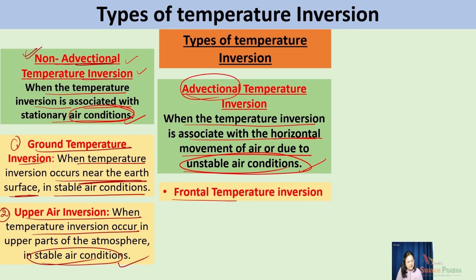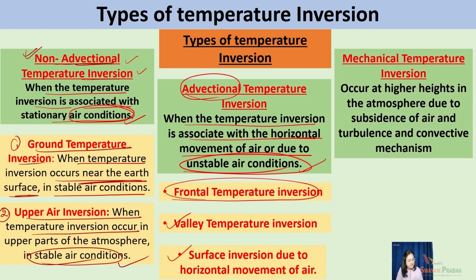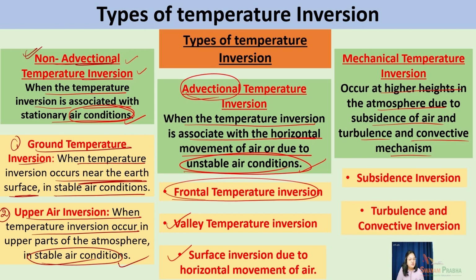Under that category is frontal temperature inversion, valley temperature inversion, and surface inversion due to horizontal movement of air. All these types of inversion are associated with advectional temperature inversion. Besides advectional and non-advectional temperature inversion, we have a third category also, which is mechanical temperature inversion, which generally occurs at higher heights in the atmosphere due to subsidence of air and turbulence and convective mechanisms. So under this, we have subsidence temperature inversion and turbulence and convective temperature inversion.